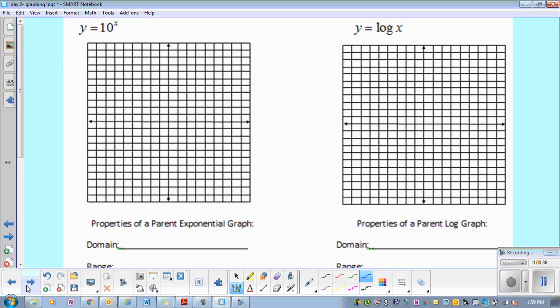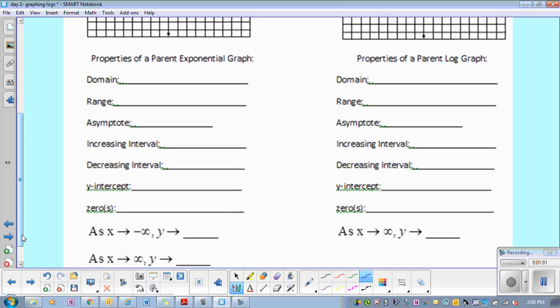So I have y equals 10 to the x power. Let's take a look at this. Properties of a parent exponential graph. Well, I know this is an exponential because there's an x in the exponent, right? So what I'm going to do is put a star on my domain. Why? What is the domain always? Yeah, negative infinity to infinity.